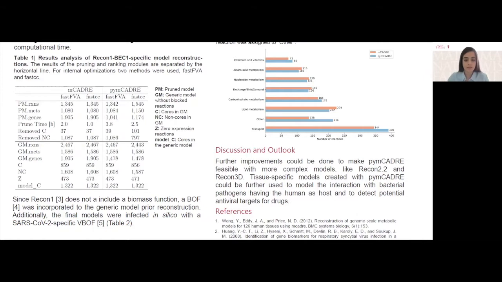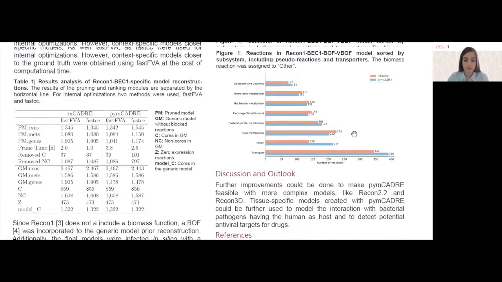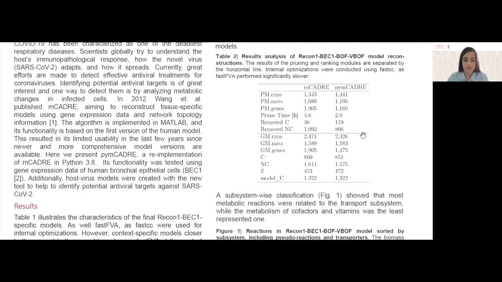Now, since ReconOne did not include a growth function, a biomass objective function was added to the generic model prior to reconstruction. And the final tissue-specific models were infected in silico with a SARS-CoV-2 viral objective function published by our group last year. And table 2 shows the analysis of the resulting host virus models using only FastCC, since FastFEA could not proceed successfully. And as you can see, FastCC operated this time significantly faster compared to the original implementation, after integrating a BOF and a VBOF.